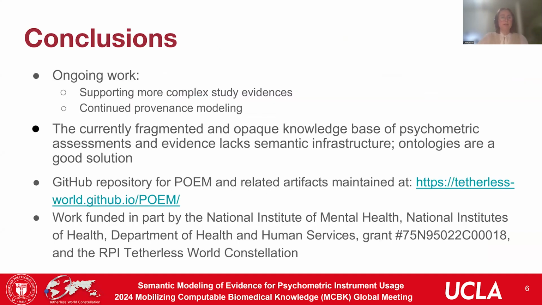Our ongoing work includes supporting more complex study evidence, for example, those with multiple cohorts or those that compare the same cohort over a time interval, as well as more advanced provenance modeling, such as for language translation and cultural translations. In conclusion, the current knowledge base of psychometric assessments and evidence is pretty fragmented and opaque due to the lack of semantic infrastructure supporting it, but we believe that ontologies are a good solution for this. Thank you.